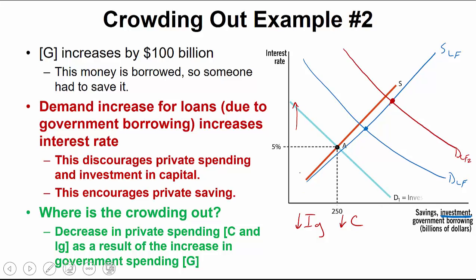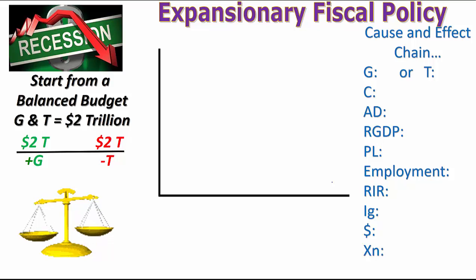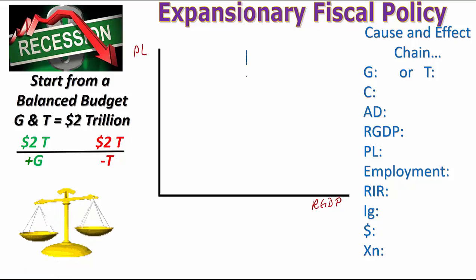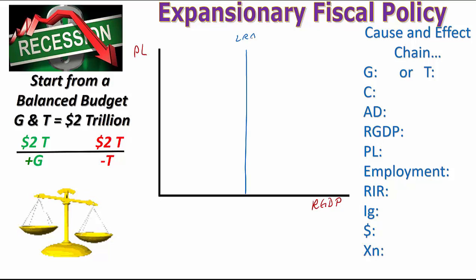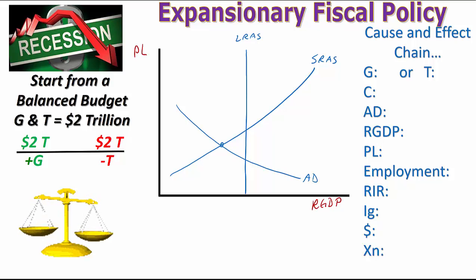Now let's demonstrate this crowding out thing using the cause and effect chain of expansionary fiscal policy. So when would we use expansionary policy? Well, we're going to use it in a recession. So I'm going to draw this economy in a recession. Got our long run aggregate supply curve. We have our short run aggregate supply curve and aggregate demand. Equilibrium is to the left of our long run curve, so we definitely are in a recession.